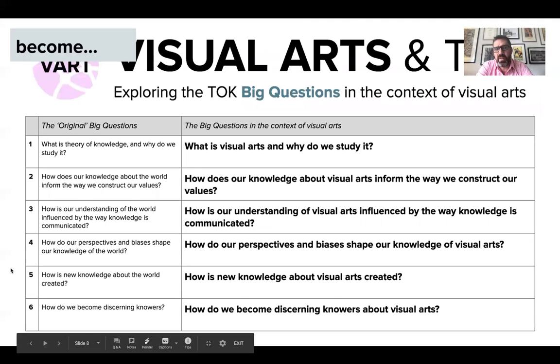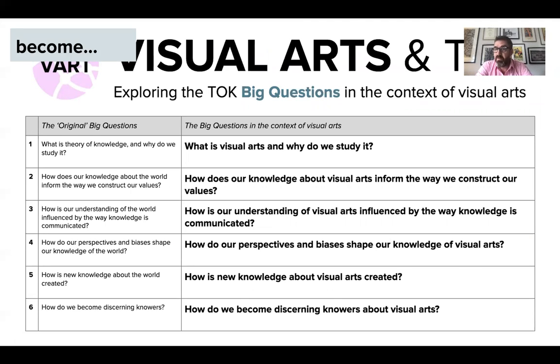Here is how they would look for visual arts. It is very simple to transfer those questions into the context of visual arts. Big question number 2, which I find very interesting in connection with the arts: how does our knowledge about the world inform the way we construct our values? Becomes, how does our knowledge about visual arts inform the way we construct our values? What is the relationship between our understanding of the arts, our interaction with the arts, and ethics, our moral positions? Do the arts help us, or do the arts hinder us sometimes from understanding moral issues? Something which, again, I'll talk about a little bit later.